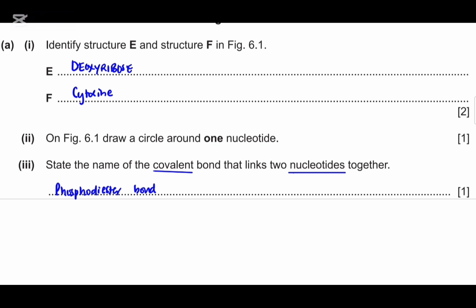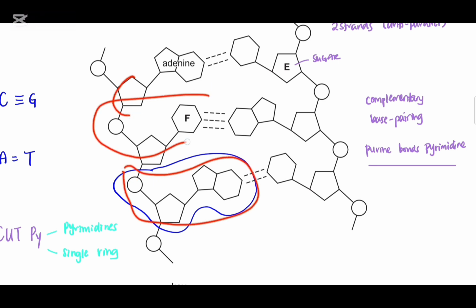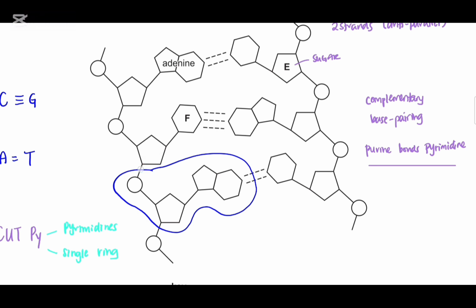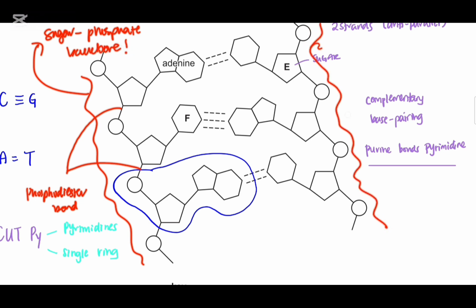Okay, where is that phosphodiester bond found? Here you go. That's the phosphodiester bond, right? Because it links one nucleotide, this is one nucleotide, to another nucleotide, so this one, right? So that's where the phosphodiester bond is. Which then forms what we also call the sugar phosphate backbone. Okay, sugar phosphate backbone, same.